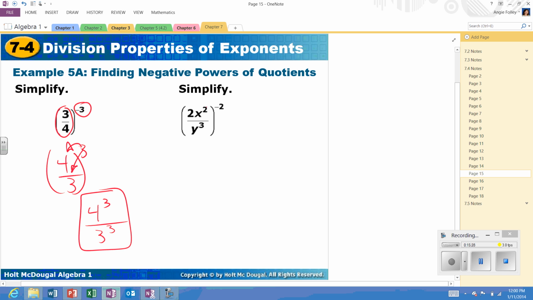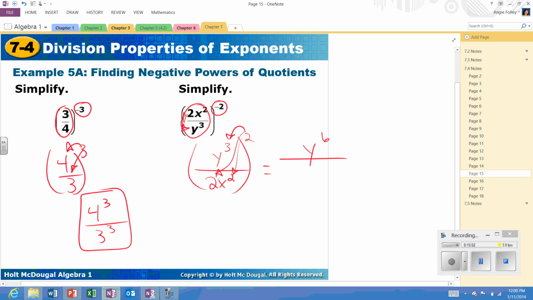Okay, for this next one, again, I have a quotient to a negative power. So all I'm going to do is flip everything in the numerator and denominator. So my y to the third comes up, my 2x squared goes down, and then I have it to a positive 2 now. Now we can distribute that to everything inside. So we'll have y to the 6th on top, 2 squared.